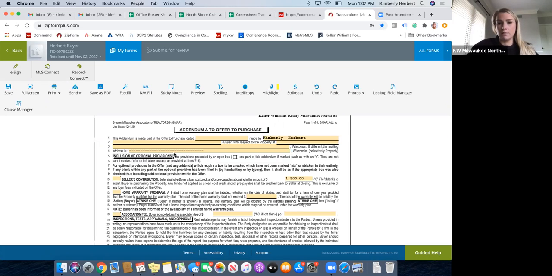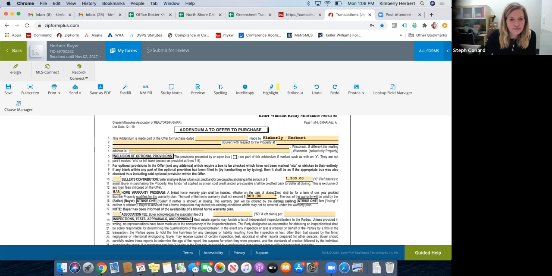So if there's no text, then you're putting strikeouts through that. And same thing, if you're not going to ask for a home warranty, okay, we're going to put NA in that box to acknowledge we're not putting anything in. That way, if something is accidentally inserted, this value supersedes this. Yeah.